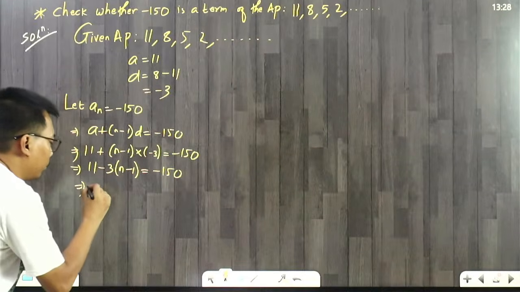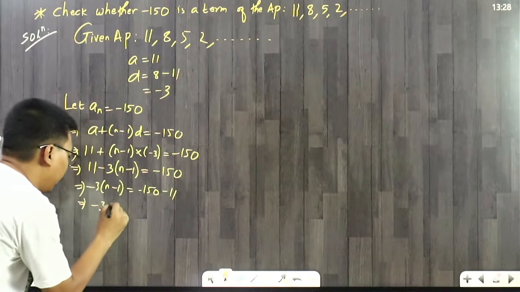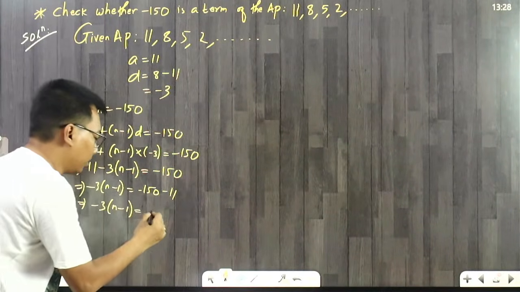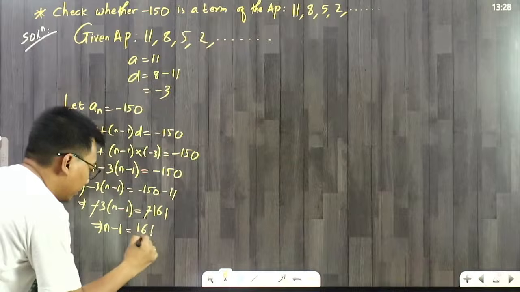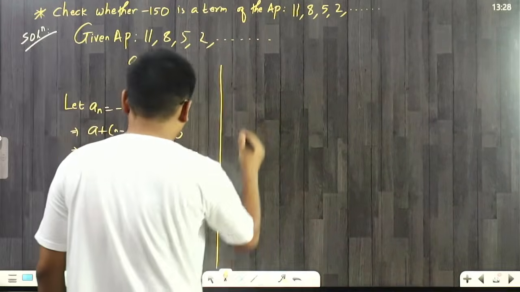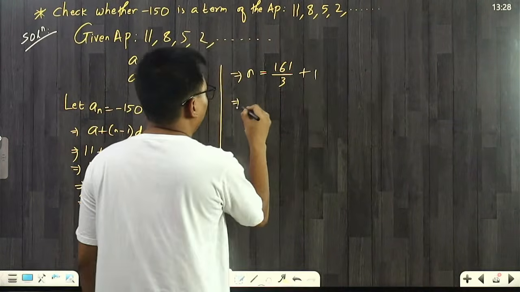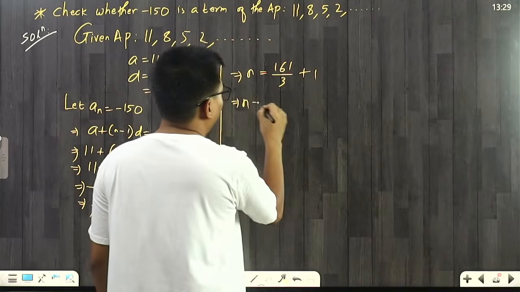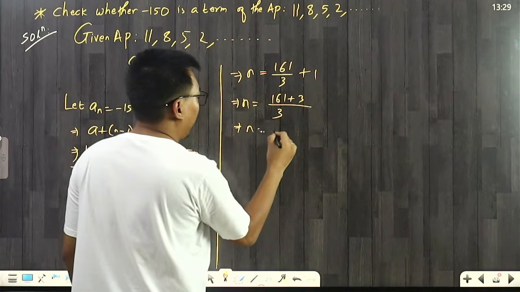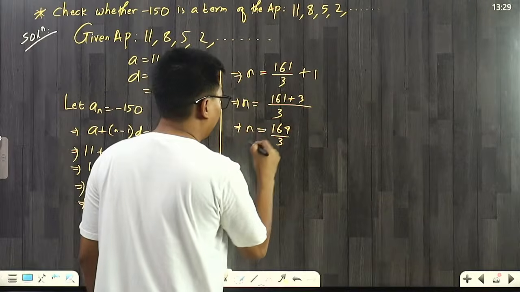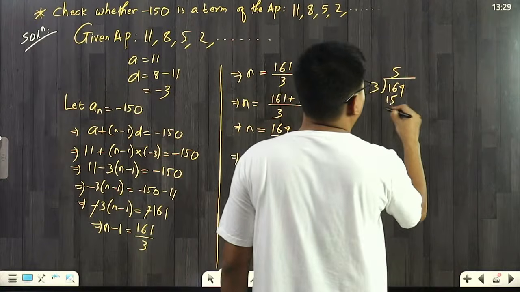Now, we'll send this 11 to the right hand side. We'll get minus 150 minus 11. We'll get minus 3 (N minus 1) equal to minus 161. We cancel the minus. We'll get N minus 1 is equal to 161 by 3. Then we'll get N equal to 161 by 3 plus 1. Then N is equal to (161 plus 3) by 3. N is equal to 164 by 3. So, let's divide it and check.